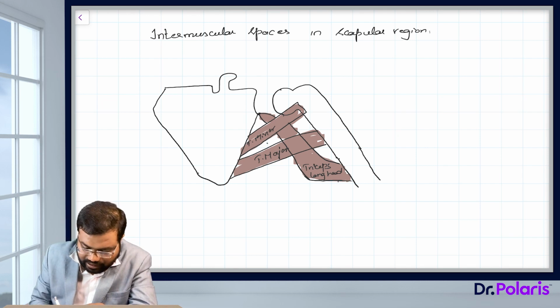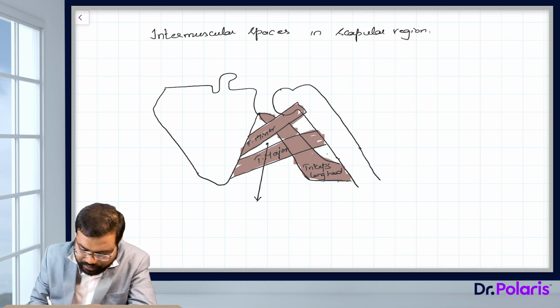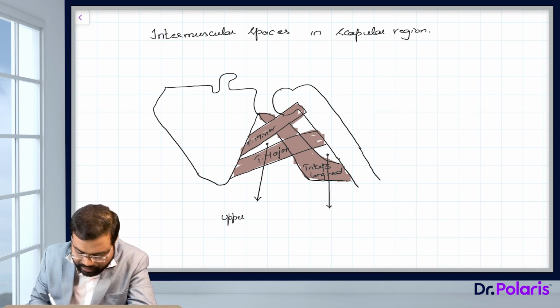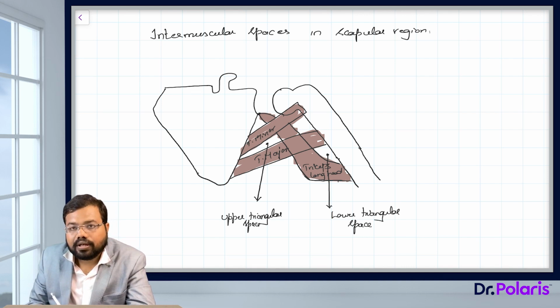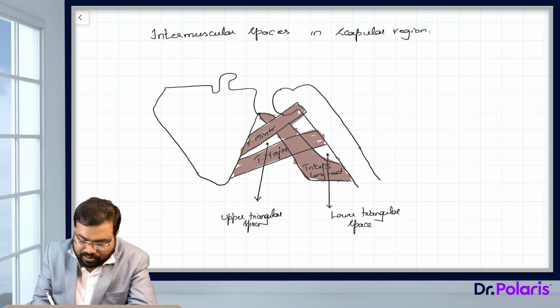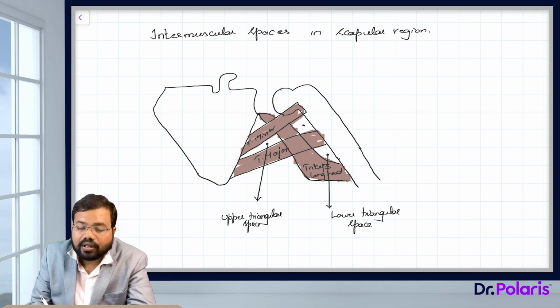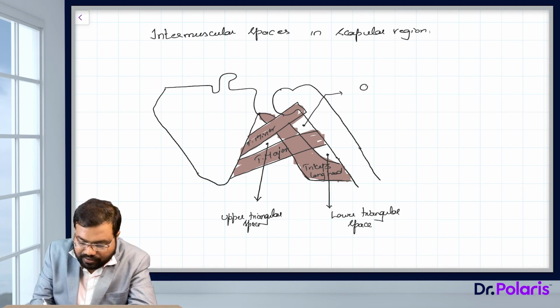If you see this area, can you see a triangle shaped structure? And here also there is another area which appears triangle shaped. So there are two triangles present. One is the upper triangular space and another is the lower triangular space. Just lateral to this upper triangular space, can you see a four-sided area? That is called the quadrangular space.